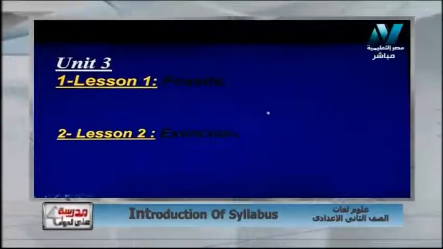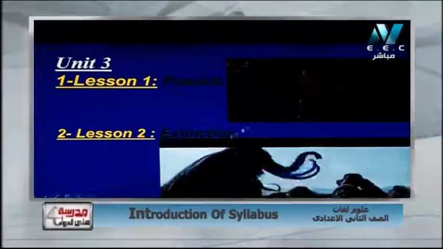In Unit 3 we have fossils and extinction. We talk about fossils, and about extinction, which refers to extinct living organisms, like the mammoth that we see in front of us. This is an imaginary video, because it is already extinct. At the same time we have fossils, like dinosaur fossils, and some kinds of fossils we will study in Unit 3.